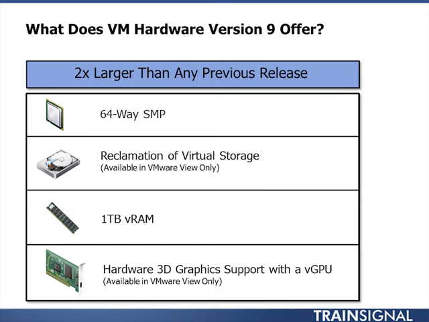That includes 64-way symmetric multiprocessing, reclamation of virtual storage, which is available when using VMware View virtual machines only, up to 1 terabyte of virtual RAM per virtual machine, and hardware 3D graphics support with a virtual graphic processing unit. Again, that one's only available in VMware View only. So a couple major new improvements for VMware View, and in general, more CPU and more virtual memory capacity for these virtual machines. That additional performance capacity is going to allow you to run even larger Tier 1 applications in your VMware virtual infrastructure.